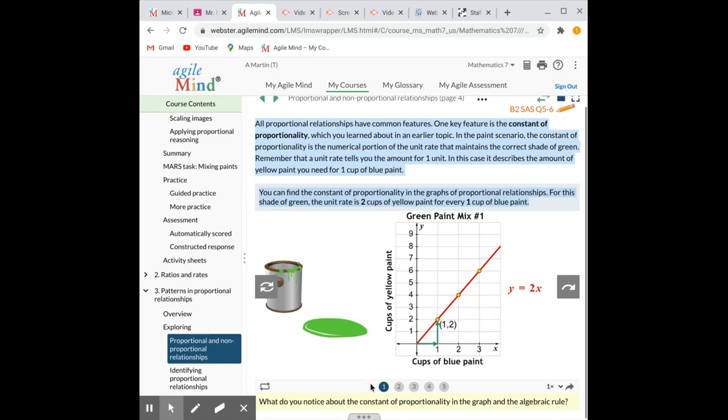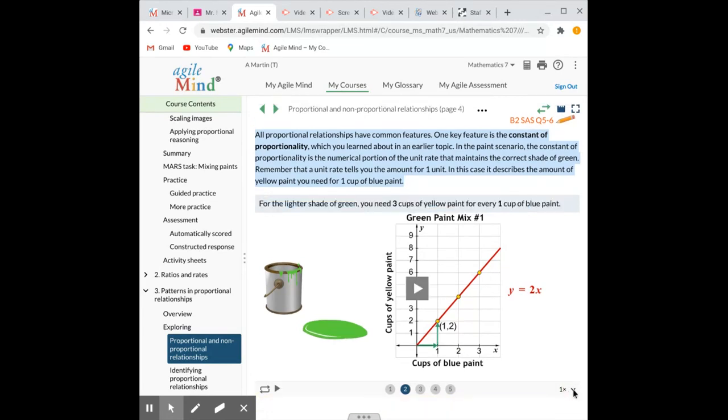So it says, what do you notice about the constant of proportionality in the graph and the algebraic rule? What do we notice about this constant? It's 2. And we know that every time we have 1 cup of blue paint, there are how many cups of yellow? 2 times. Yeah. All right. Moving on.